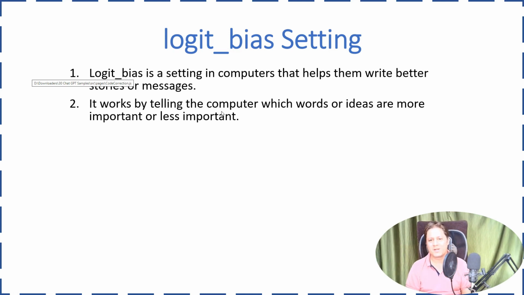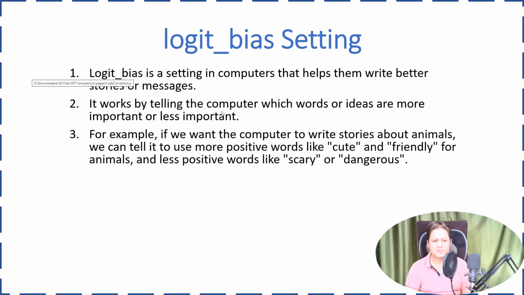So you need to understand that whatever prompt you are sending, you can tell the system to give more weightage to these terms, these terminologies, these words, and less weightage to some of the terminologies. Let's say they are giving the examples. Here I have given the examples. If I want the computer to write stories about animals, we can tell it to use more positive words like cute and friendly for animals, and fewer negative words like scary and dangerous.